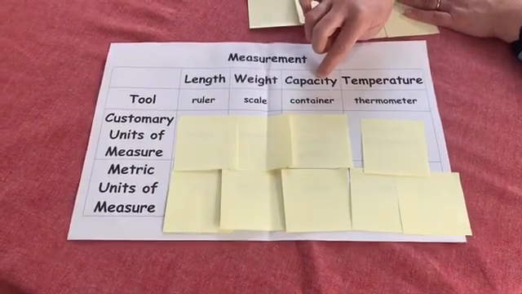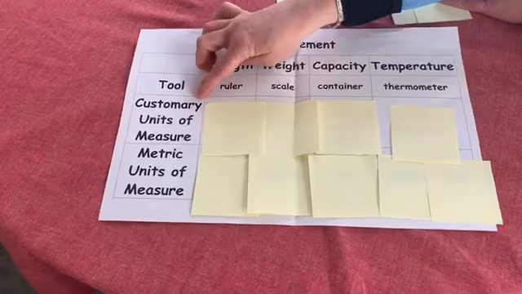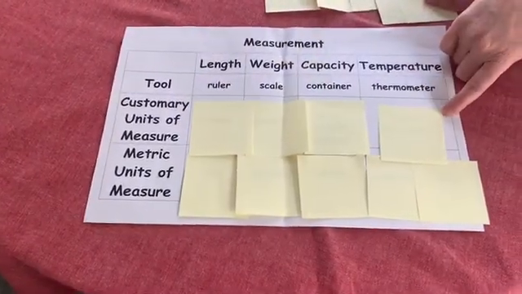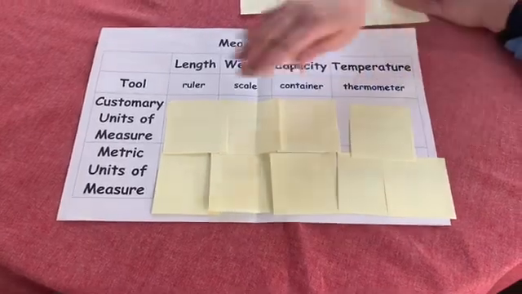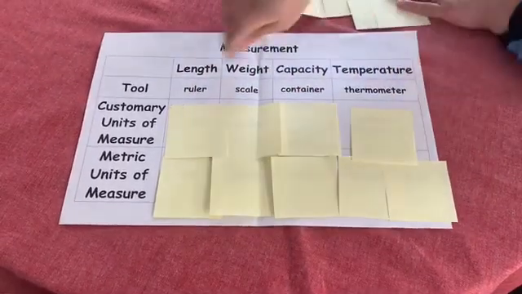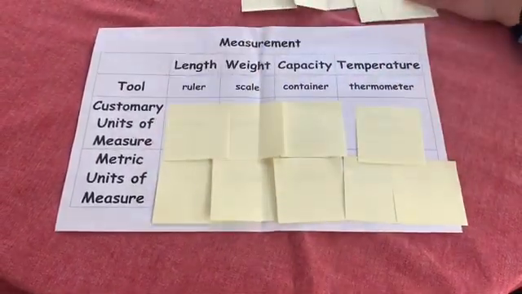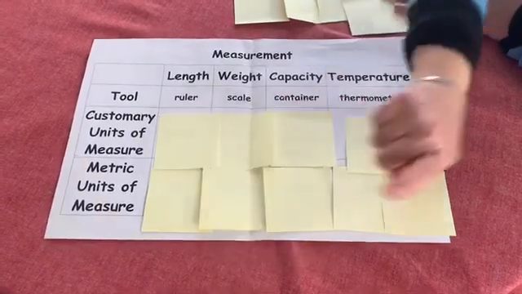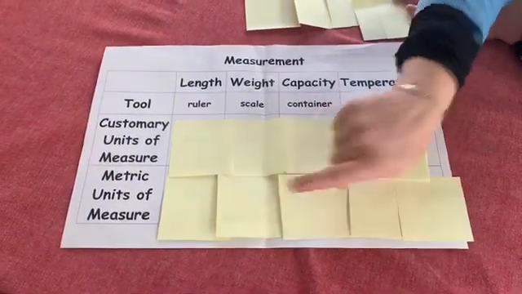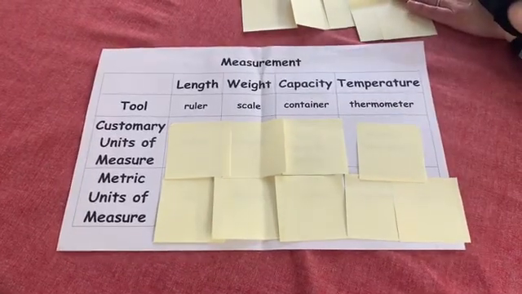Think smallest to largest. And the U.S. customary units of measure for temperature. What was it in degrees? Which one? After you get that whole section, go down to the last one and quiz yourself here. Now you're in your metric units of measure. What are the metric units of measure for length? Then for weight, then for capacity, and then for temperature.